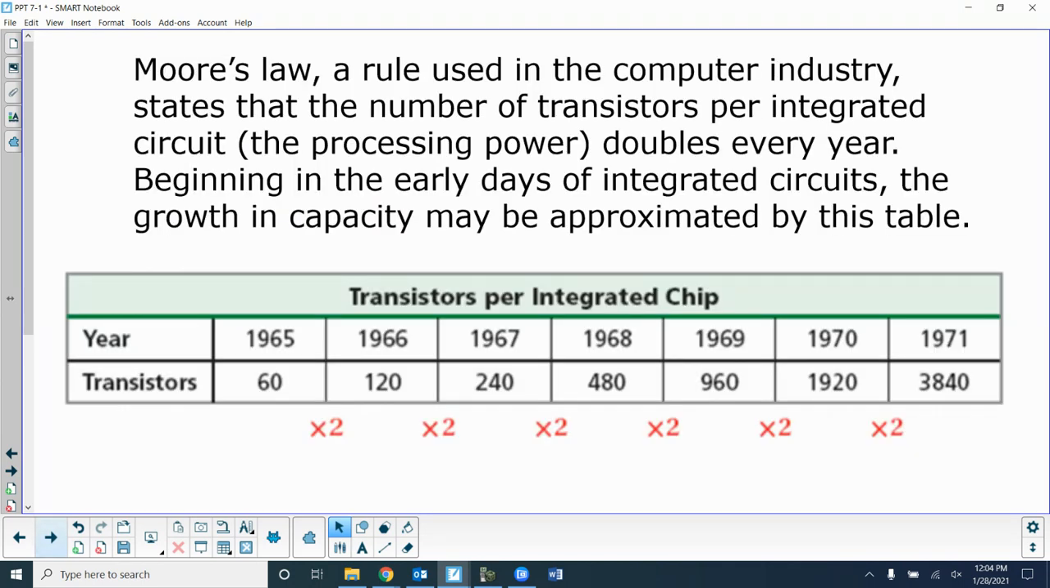All right, so the example they use is talking about computers and their processing power. And transistors per integrated circuit, when they started, you got 60 back in 1965, and then in 1966 they had 120 transistors for an integrated circuit, and then in 1967 it was 240. It kept doubling each year. Okay, so that's an example of an exponential growth problem.